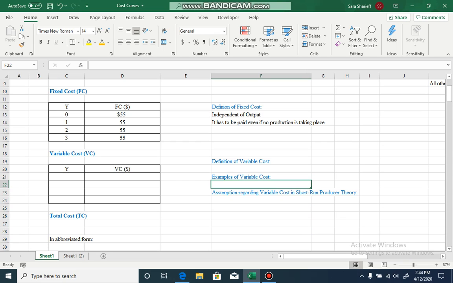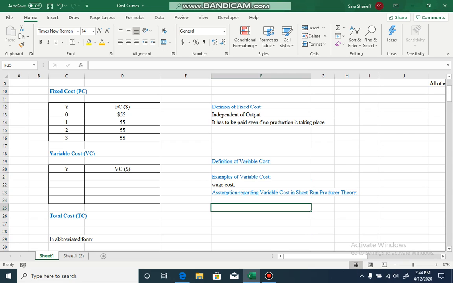Wage cost. So in order to produce more output, you will have to hire more workers, and if you're hiring more workers, that means a higher wage cost, right? So wage cost is one example of a variable cost. This is not the only example. There are various other types of variable costs.